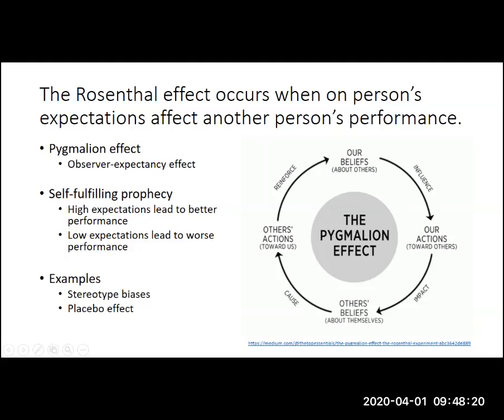Examples of the Rosenthal effect or the Pygmalion effect would be seen in, again, as I said, the self-fulfilling prophecy idea. If you have high expectations of individuals, this is going to tend to lead them to have better performance. If you have lower expectations, potentially it would change the way that we interact with the individual and has the potential to cause a worsening in their performance. Examples of that would be stereotype biases or the placebo effect. Again, in a single blind study, the observer is aware of the situation, is aware of what they expect the subject to be doing, and could potentially be influencing them and changing their behavior.